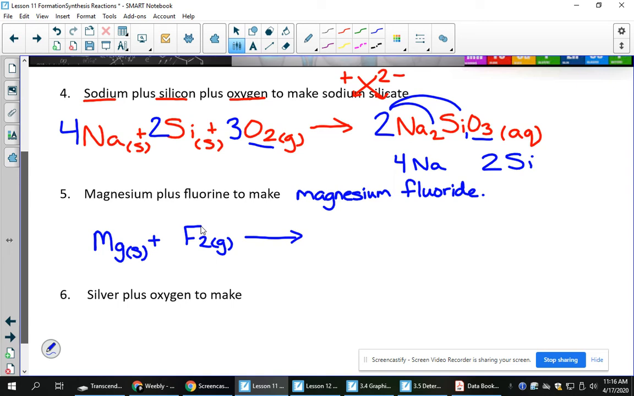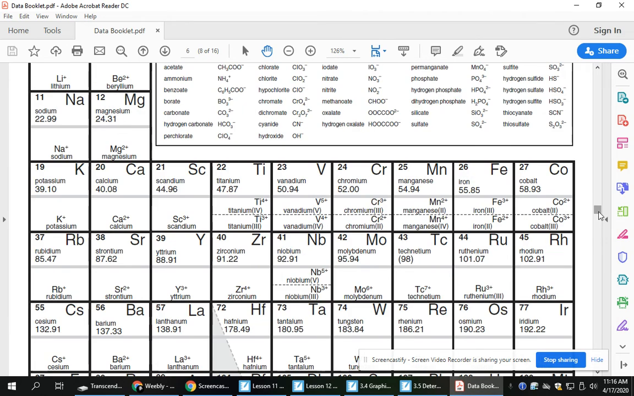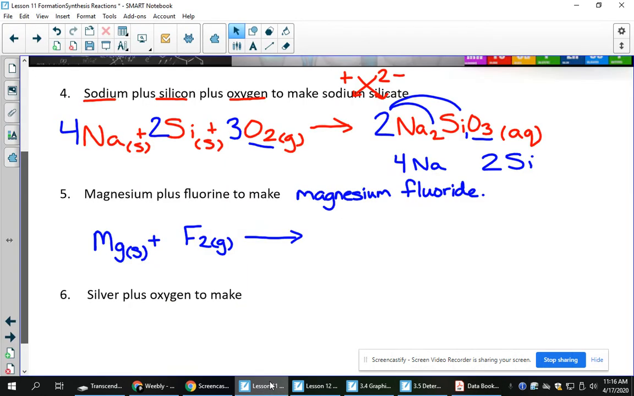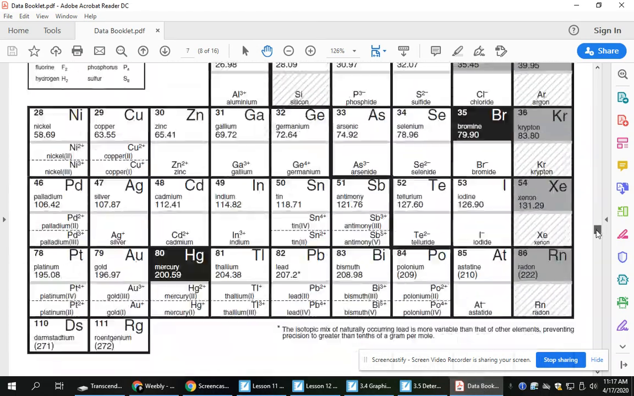They make magnesium fluoride. Look up the charges on your periodic table for magnesium and fluoride. Fluoride is -1. Magnesium is +2. And cross the charges. MgF2. Don't stop here because you need to know if this is solid or aqueous.